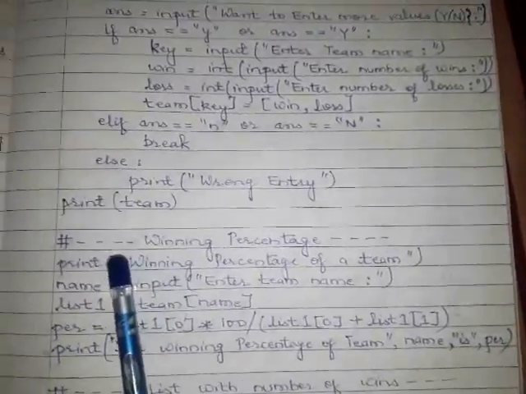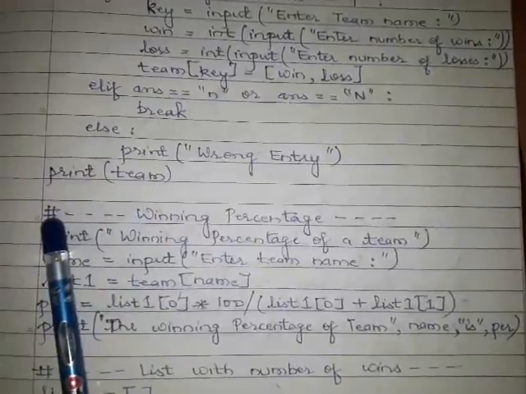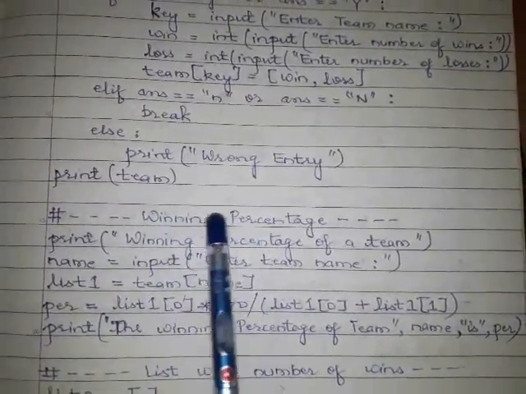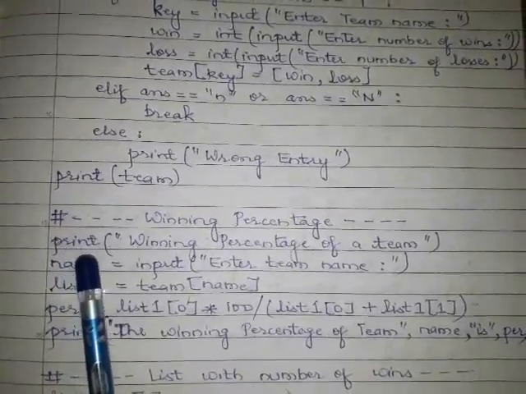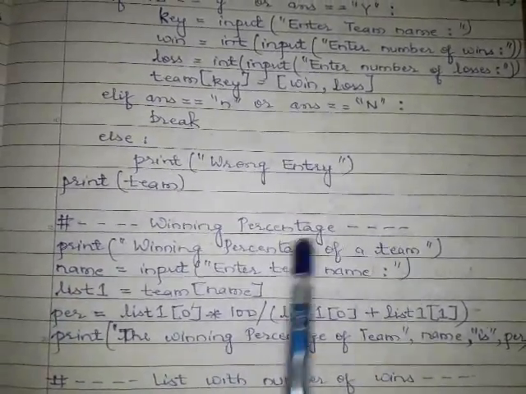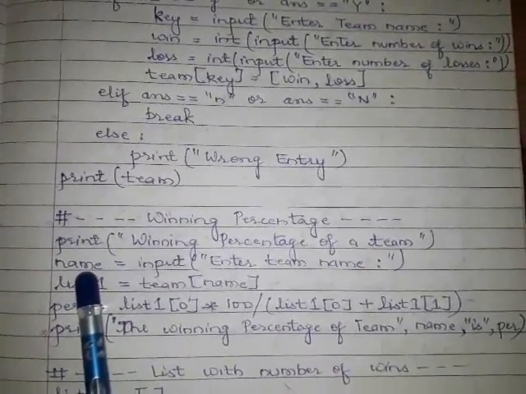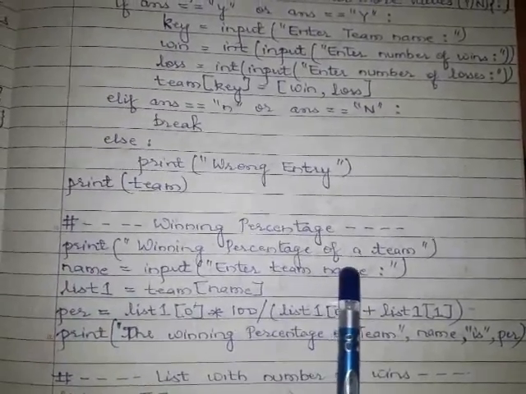Now our first task is to calculate the percentage. This is a comment, which is written with a hash. This is a single line comment, so this is not code, this is code. We will find the winning percentage of a team. How to calculate it? First of all, you have to take the name of the team whose winning percentage you want to calculate. So you take name, input, enter the team name.